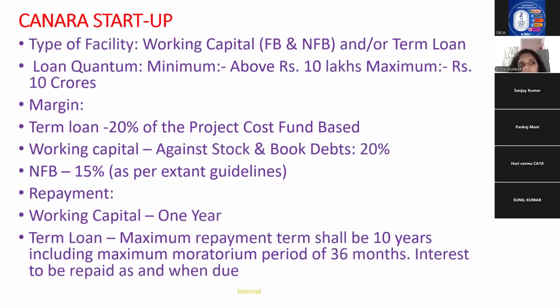Canara MSME startup. This is working capital or term loan. Loan quantum minimum 10 lakhs, maximum 10 crore. Margin for term loan 20% of the project cost. Working capital against stock and book debts 20%. Non-fund based 15%. Working capital 1 year. Term loan maximum repayment shall be 10 years, including a maximum moratorium period of 36 months. Interest to be repaid as and when due.